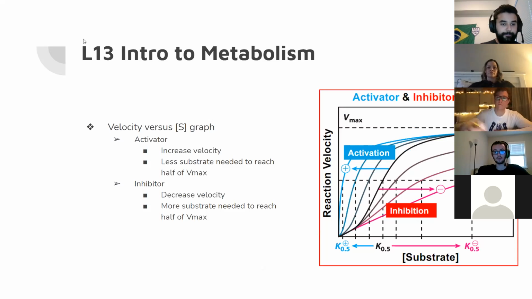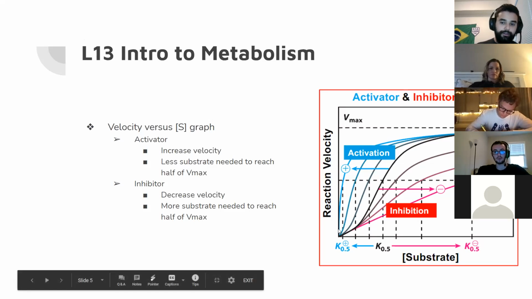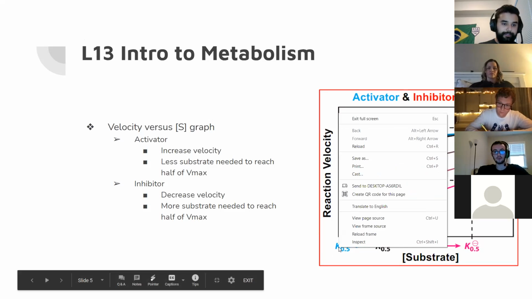Because of this activator. For an inhibitor, it's just the complete opposite, right? We're going to decrease the velocity and then we're going to increase our Km, or in other words, the substrate needed to reach that half Vmax. Okay, and you see it in the graph right here. You see that an activator is decreasing the Km, right? As we see, the Km is on the x-axis, and it's also increasing the reaction velocity, okay, on the y-axis.